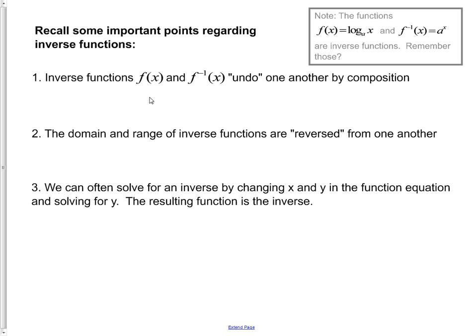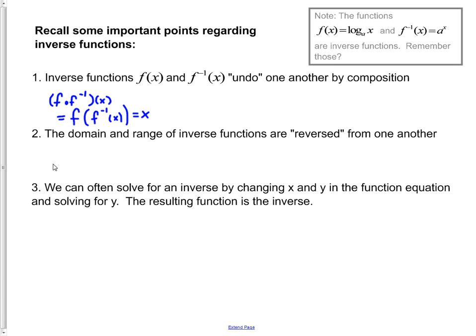First of all, f of x and f inverse of x are the kind of functions that undo one another by composition. That means that if I were to take a composition of the functions, f of f inverse of x, in other words, if I substitute in f of f inverse of x, the two are the kind of functions that will undo one another. So they just result in x.